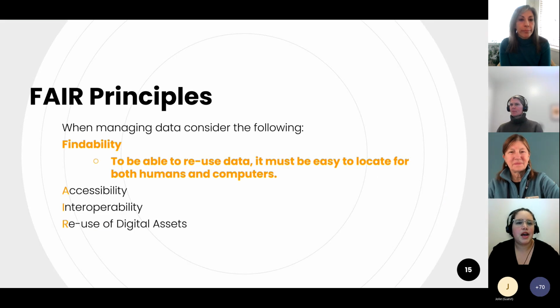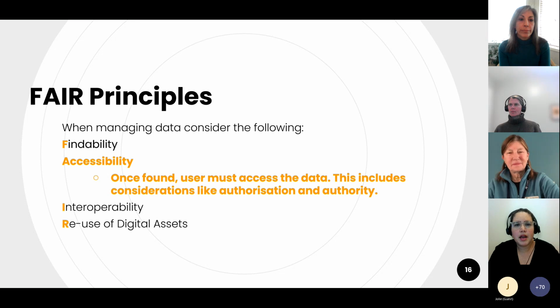So findability. This one's pretty intuitive. To be able to reuse data, it must be easily located. So data should be findable. Researchers who might be looking for it in future should be able to find it pretty easily. It also helps for researchers and the investigators working on a particular project that they will be able to find it again as well. Next slide, please.